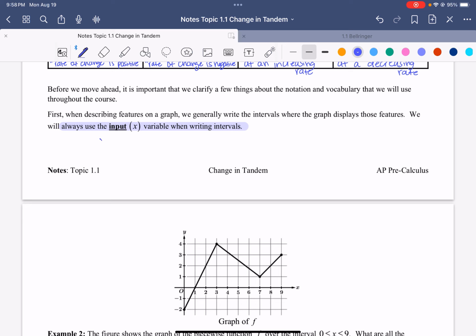I'm going to make a note because sometimes when you read things that are typed, they don't stand out to you. So you're going to do x values only. And then additionally, you're only going to use parentheses.